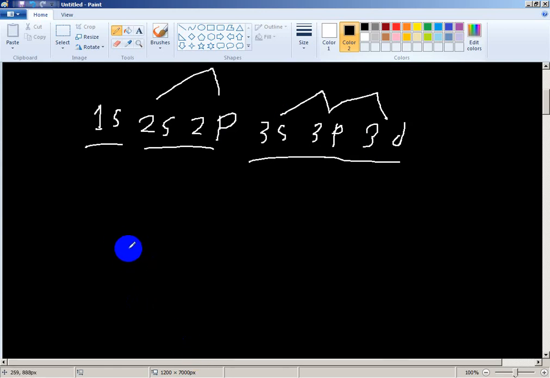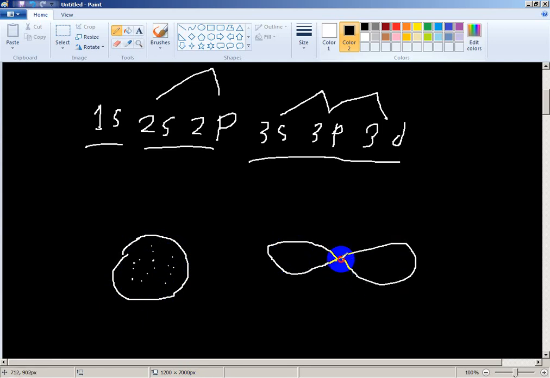This s orbital is spherical, round. The electron probability is round, spherical. The s orbital shape is spherical. The p orbital shape is dumbbell shape. This is called an elongated shape. This is the way the electron probability is found. This is the dumbbell shape.